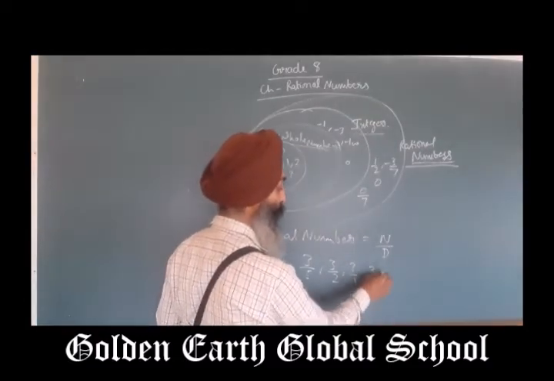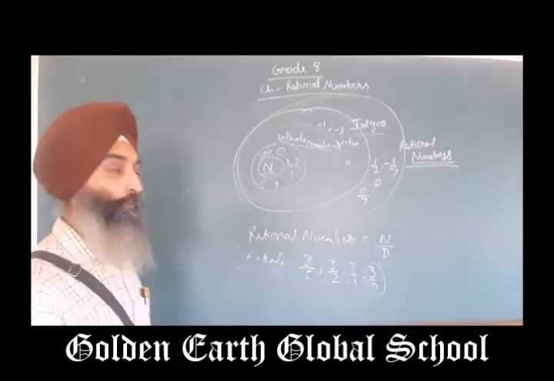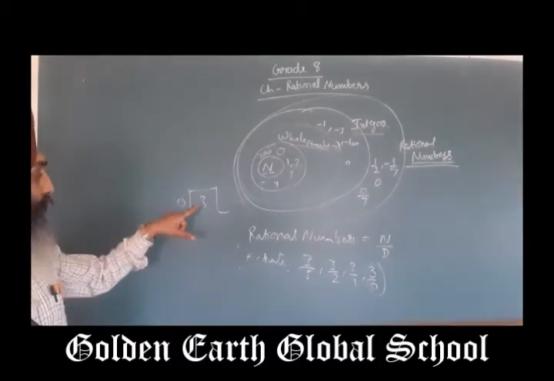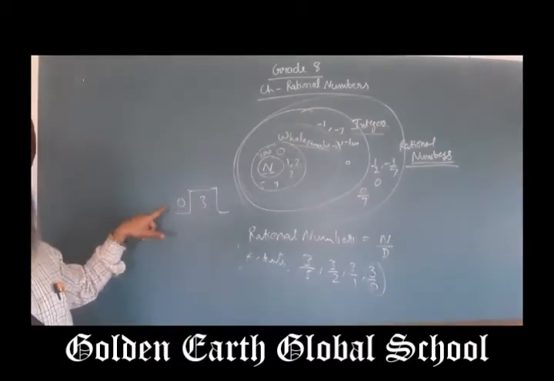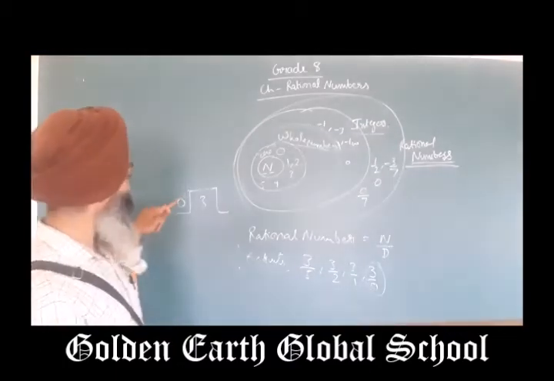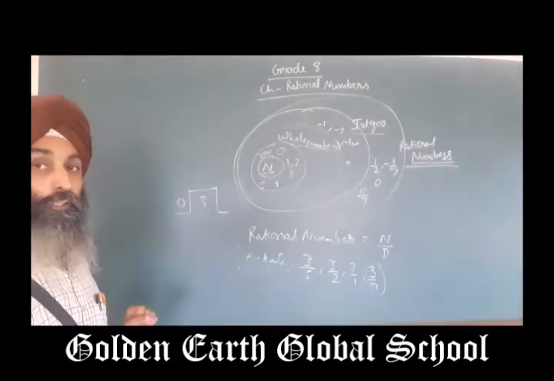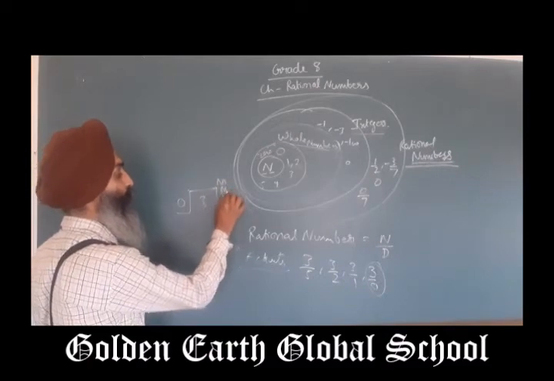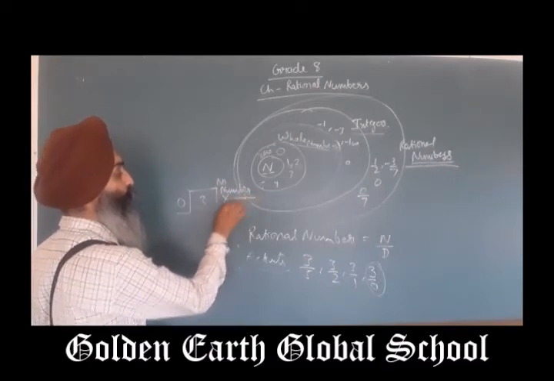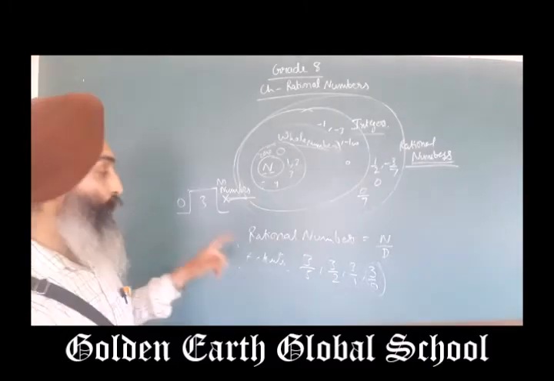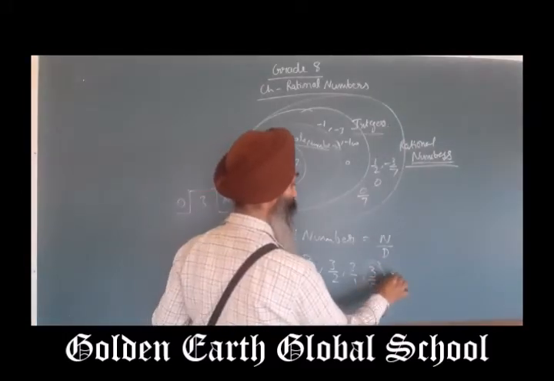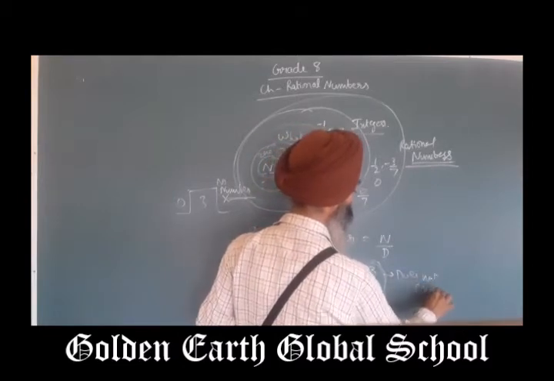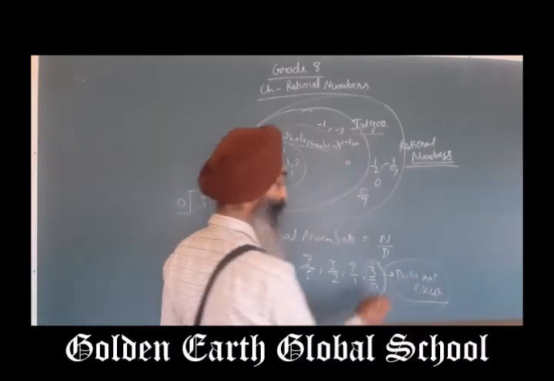So what is 3/0? What is 3/0? It means 3 is divided by 0. So is there any number which you will multiply with 0 and get 3? No, there is no number in this world. There is no number. So you can say that this number does not exist. So this is not a rational number.